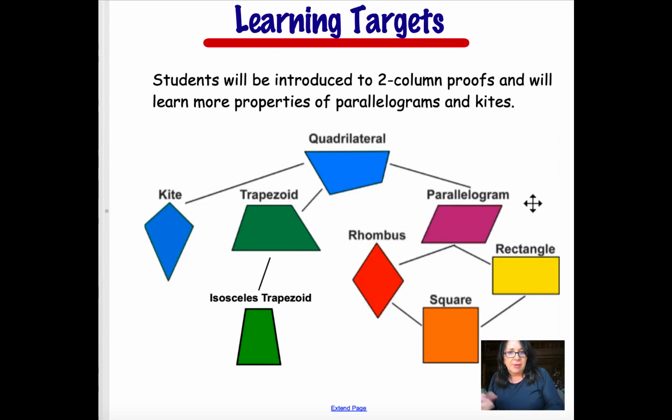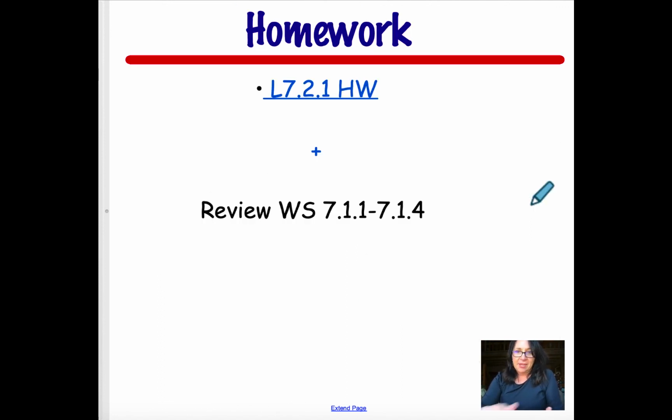Students are going to be introduced to two-column proofs. Check. We talked about parallelograms, their properties, and also kites. And so we've completed our learning targets. You guys have homework: worksheet section 7.2.1, as well as a review worksheet. And for this review worksheet, this is review worksheet number 1 that you're going to be doing for tonight.